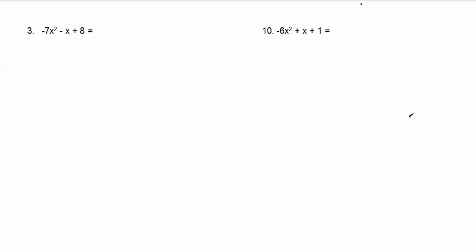Alright, the ones like number 3 are a little bit different. We do not want to have a negative out in front. That is just very annoying. So what we're going to do is factor that negative out by dividing everything by negative 1. So we're left with 7x squared. We have to change this sign, plus x, have to change that sign, minus 8. Alright, so this is just a normal one now. So 7 times 8 is 56. We're looking for factors of 56 that when we subtract them equal 1.